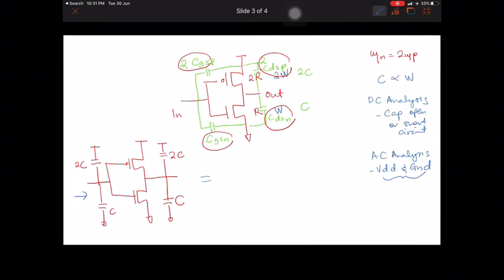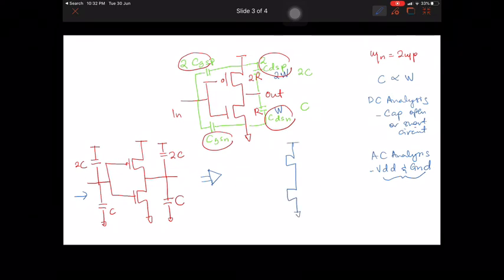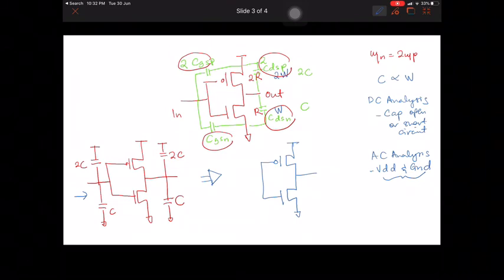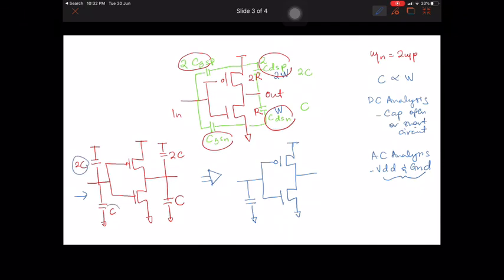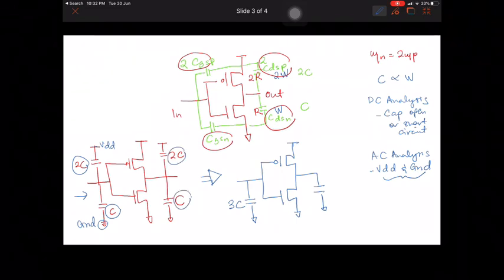So if we were to simplify this, we have the PMOS and NMOS capacitances combined into one capacitance. You can add these two together, because VDD and ground are both DC, so you can merge them together as one node. So this will be 3C, and at the output it's the same thing, this is 2C and C, so it will be 3C. So the input capacitance of the inverter is 3C, and the output capacitance of the inverter is 3C.